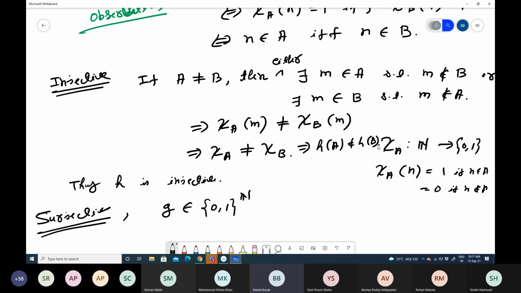Is it not clear? But why actually are they not equal to each other? From where are we getting it? H of A not equal to H of B. Because what is the definition of chi_A? We have defined H of A equal to chi_A. So this we are defining.